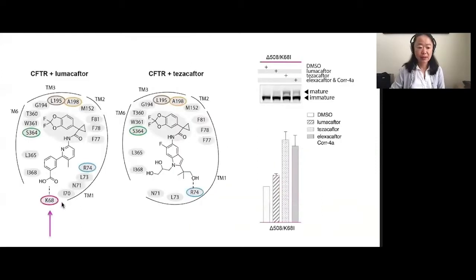Next, I want to talk about lysine 68. As I mentioned, this residue only interacts with lumacaftor. So in the gel shift assay, we also see that the K68I mutation does not respond to lumacaftor, but it can be rescued by tezacaftor, indicating specificity conferred by this residue.